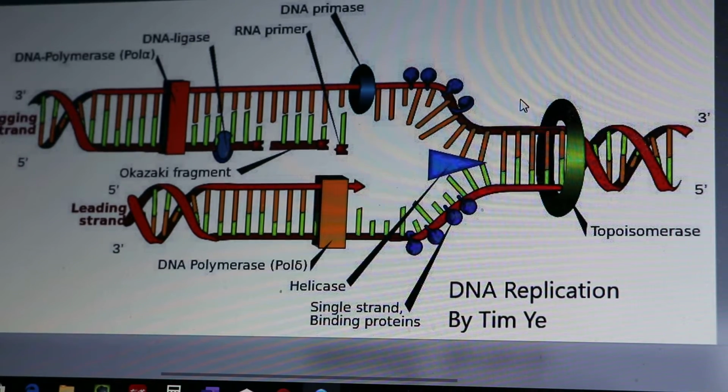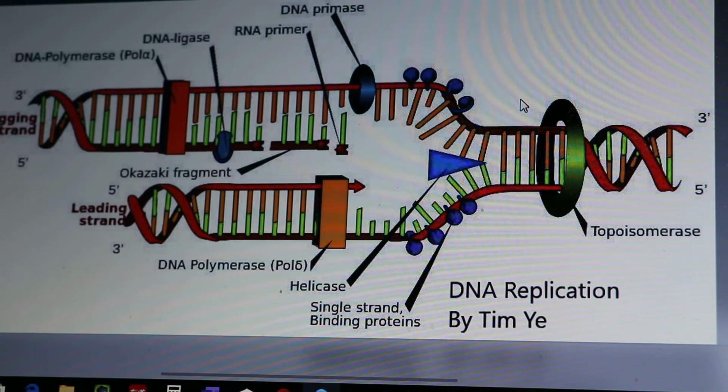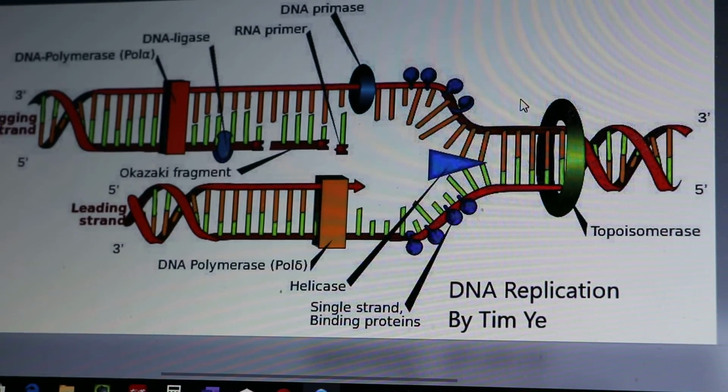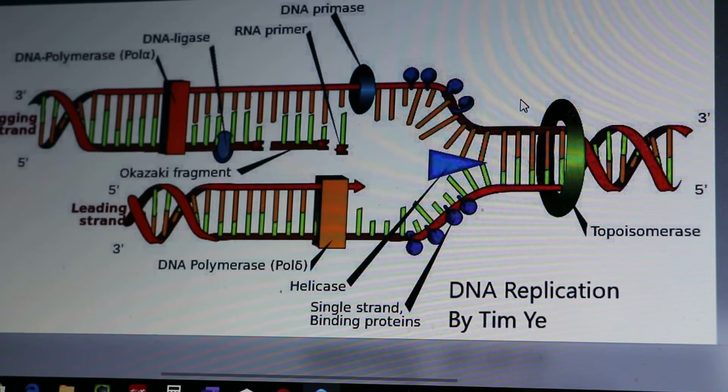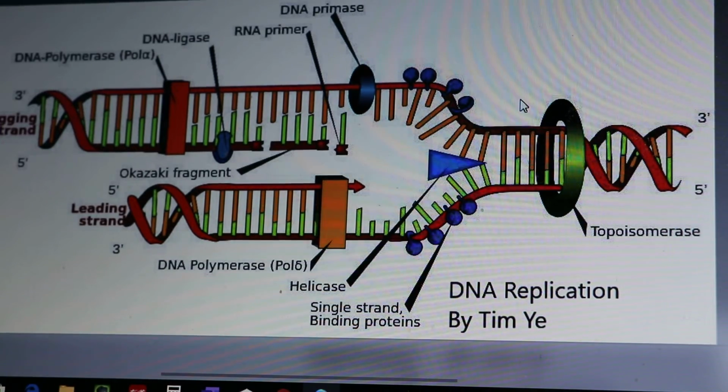Finally, enzymes called nucleases proofread the new double helix structures and remove mispaired bases. DNA polymerase then fills in the gaps created by the excised bases.